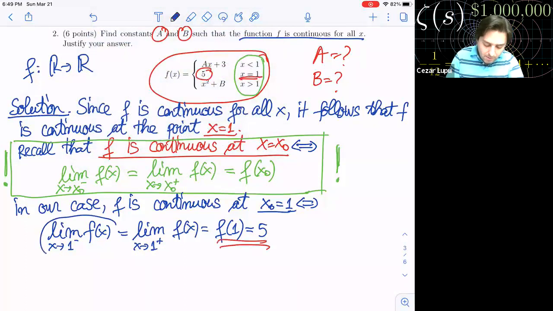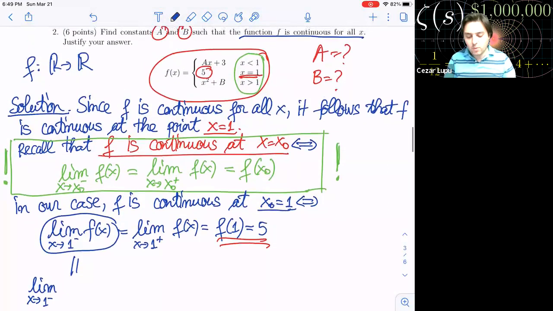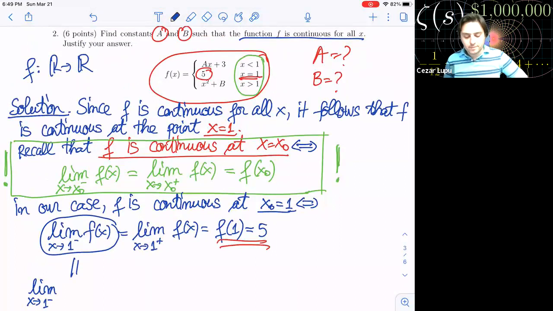So what about this limit here? This will be the limit as x approaches 1 from the left, and f of x will be what? For values of x less than 1, I will replace f of x by what function? What piece? Look inside the function and tell me which piece corresponds to values x less than 1. Indeed, it's ax plus 3. Correct.